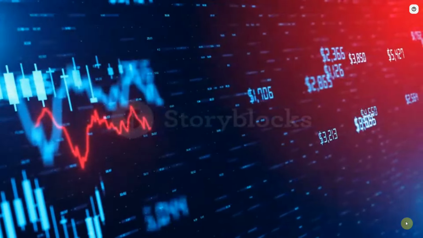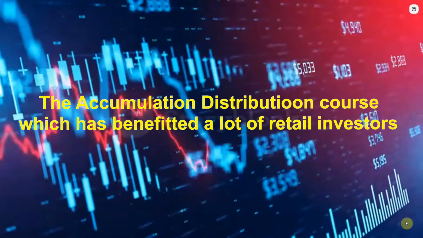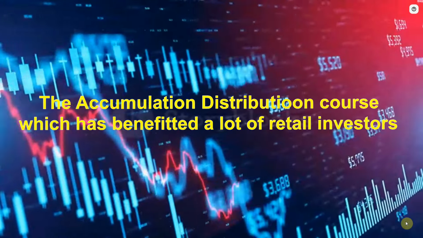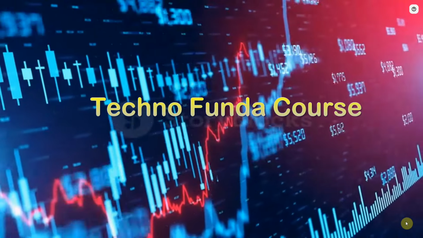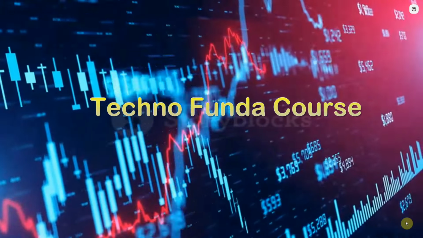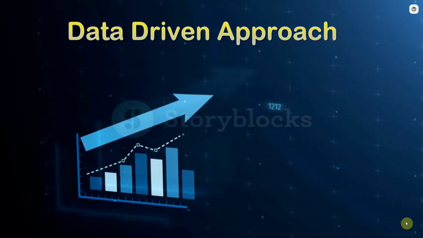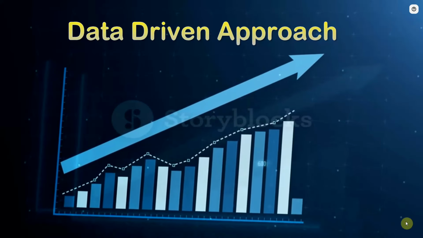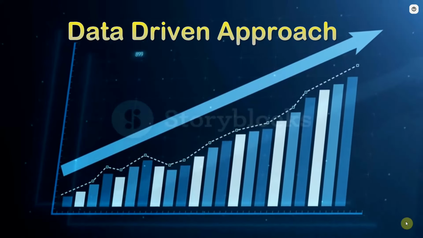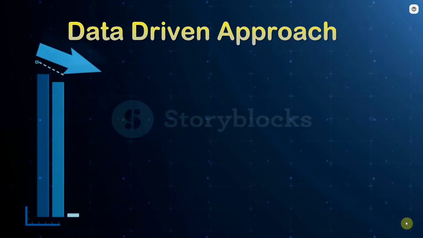Hey everyone, so in this video, I'll be talking about the accumulation and distribution course that I've been teaching a lot of retail investors. So basically, this is a techno funda course. That means you'll be learning both technicals as well as fundamental analysis. And also whenever you're taking any trade, you are going to make use of the data. With the help of the data, that is the accumulation data, you would be using it while buying a stock, and distribution data you'd be using for selling a particular stock.